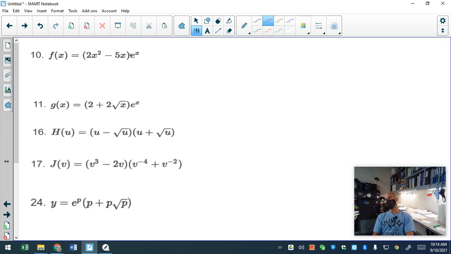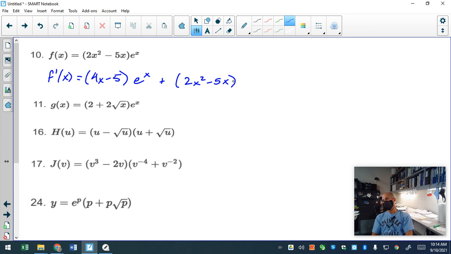So the product rule is, for this one, of the more complicated derivatives, probably the easiest. You simply do the derivative of each piece one at a time. So we have the derivative of the first one is 4x minus 5. Leave e to the x alone. Then we add, we leave the first one alone, 2x squared minus 5x, and the derivative of e to the x is e to the x. And you're done. Do the derivative of one piece at a time. Good.